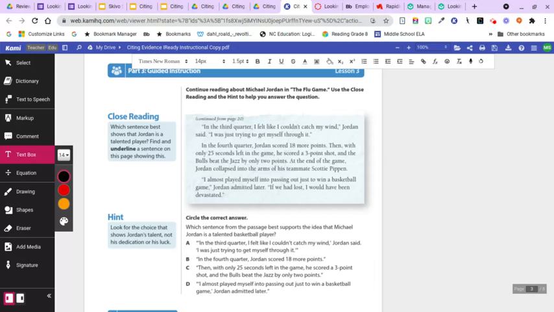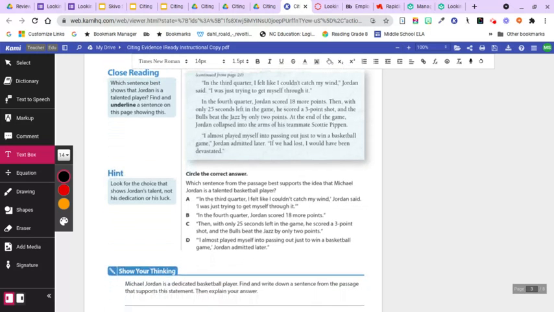So he was at that point exhausted, nauseated, having a hard time catching his breath, but he kept playing. "I was just trying to get myself through it." In the fourth quarter, Jordan scored 18 more points. 18 points in the fourth quarter. Then, with only 25 seconds left in the game, he scored a 3-point shot, and the Bulls beat the Jazz by only 2 points. At the end of the game, Jordan collapsed into the arms of his teammate, Scottie Pippen. "I almost played myself into passing out just to win a basketball game," Jordan admitted later. "If we had lost, I would have been devastated."